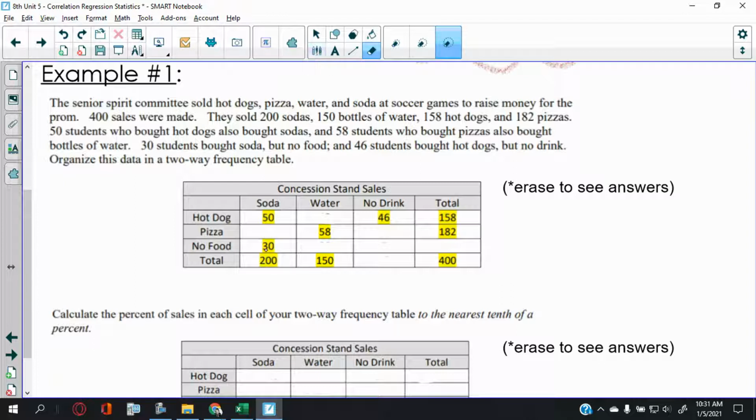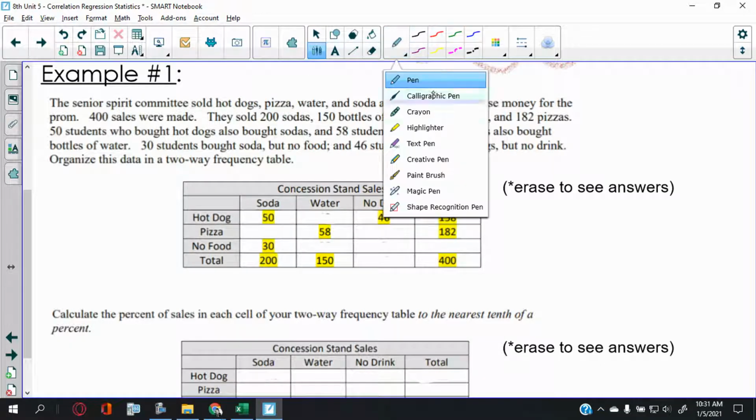Now, all of these answers are highlighted because that's what they're giving you, and then we have to fill out the blanks. I could do that by erasing it. All right, see what a genius I am. Let's read the question.